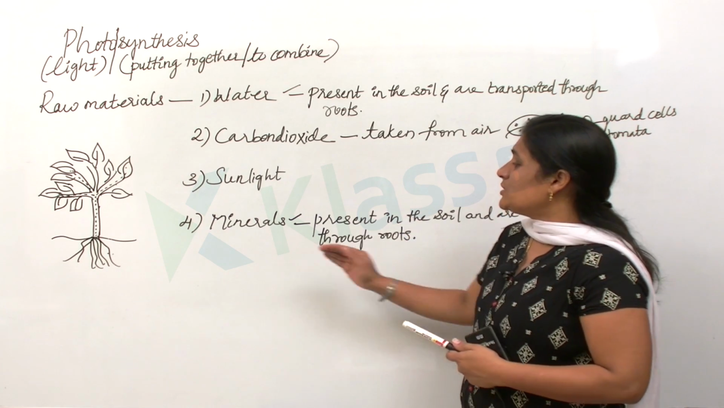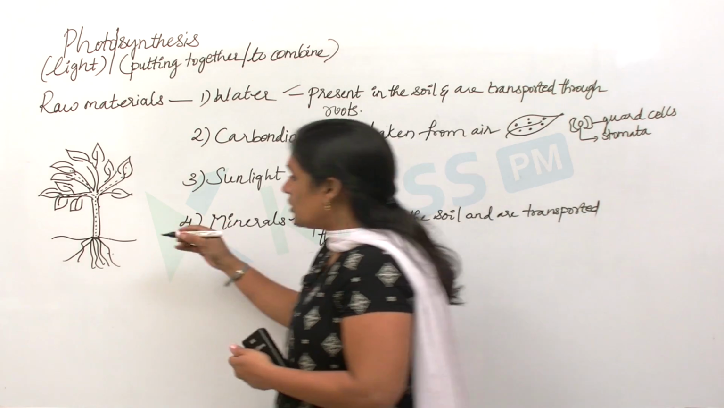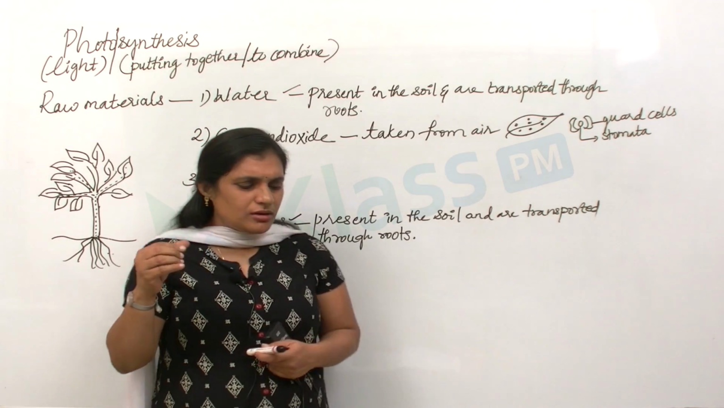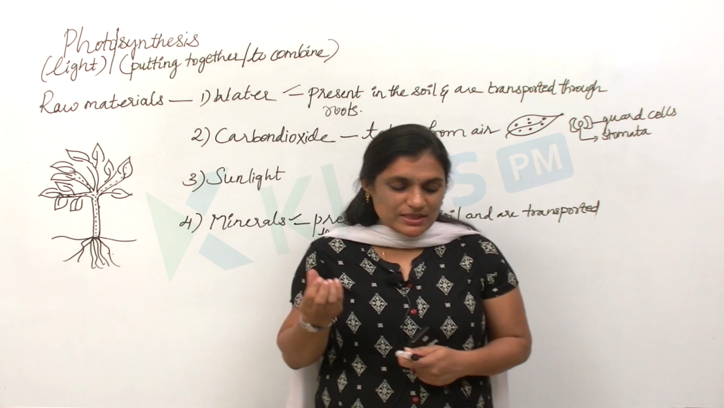Now we know that water and minerals are transported to the leaves. I have told you that water and minerals are transported to the leaves through small vessels. You know what is a vessel, right?